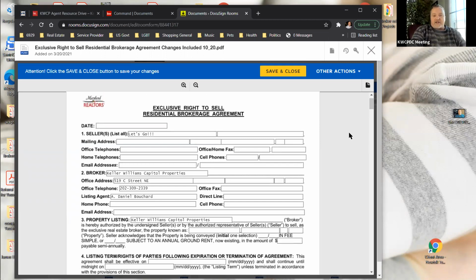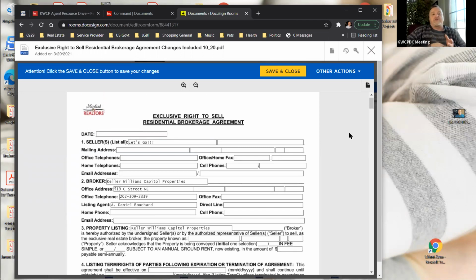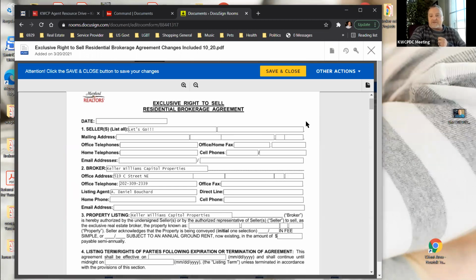All right, so today we're talking about the exclusive right to sell residential brokerage agreement in Maryland. So obviously this is a Maryland Realtors document. We can use this in any county in Maryland, any jurisdiction in Maryland, and that's the only place where it applies. I know David uses it out on the Eastern Shore as well, because he does a lot of business back there too.